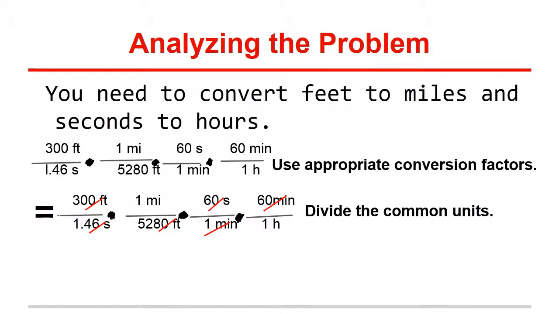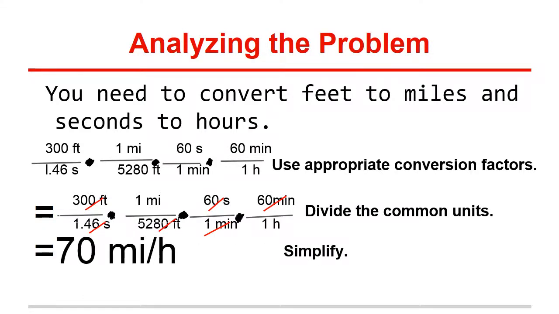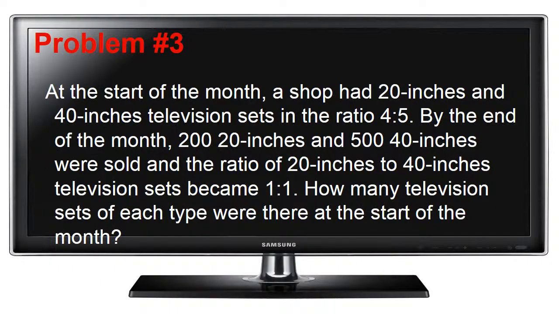So you want to cross out the common units. For example, you cross out feet and feet, and then you simplify. And then you get an answer of 70 miles per hour. Answer: the falcon's diving speed was 70 miles per hour.